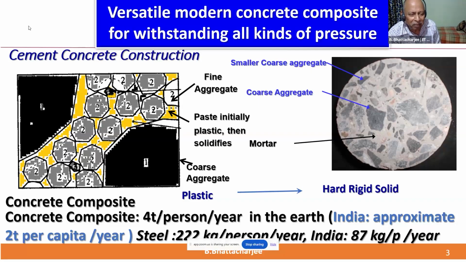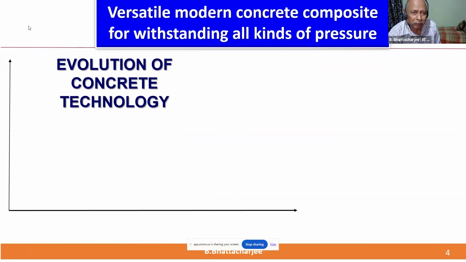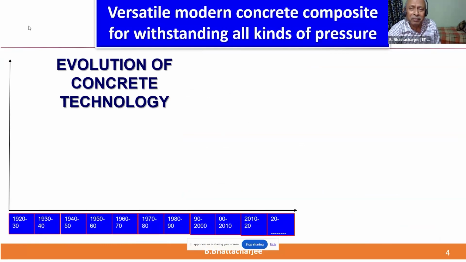So you see, every person is using 2 tons per year, and steel in comparison is 222 kg per person per year in the world. India 87 kg per person per year. About a year back, that was a statement in Parliament by the minister. So you see, if it was under pressure, the production of concrete would have been so high globally or even India-wise.